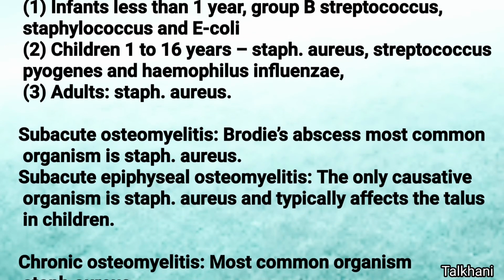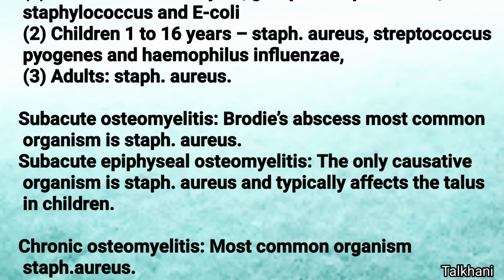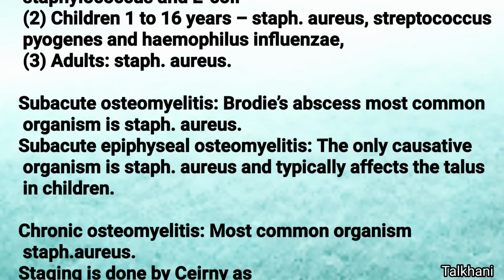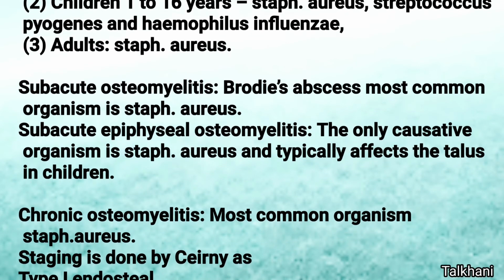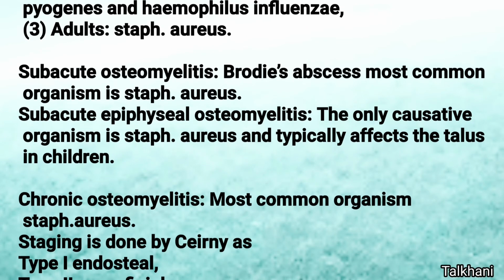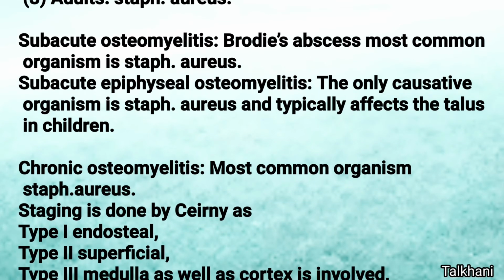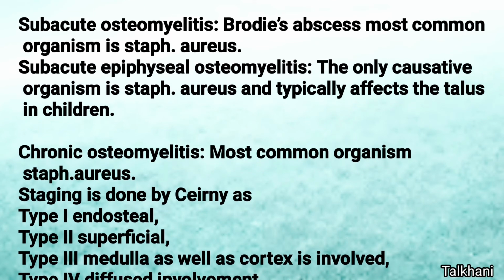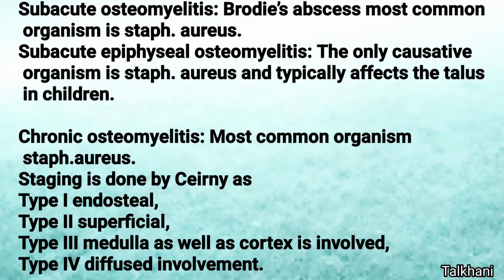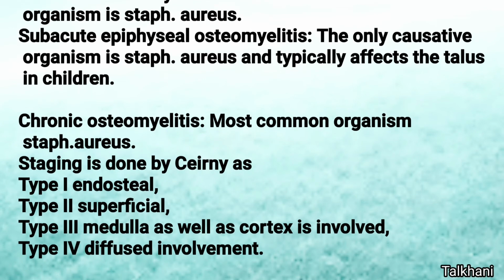Staging of chronic osteomyelitis is done by Cierny. Type 1 is endosteal osteomyelitis. Type 2 is superficial osteomyelitis. Type 3 is where the medulla as well as cortex is involved. Type 4 is diffuse extensive involvement of the bone.